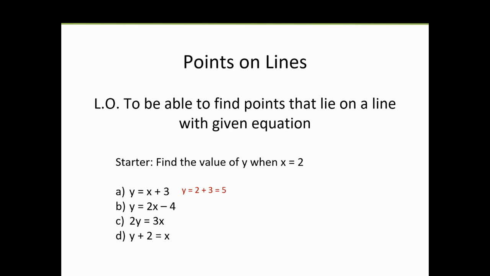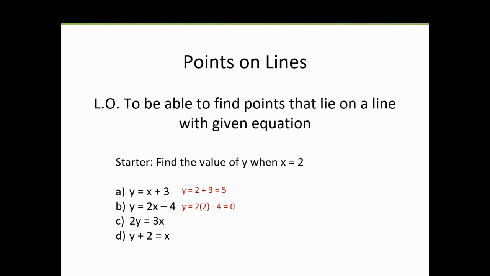Part B, y is equal to 2x minus 4. Well, 2x, we know it means 2 times x. So substituting x is equal to 2, that would be y is equal to 2 times 2, which is 4. Minus 4 gives me 0. So for question B, y is equal to 0 when x is equal to 2.